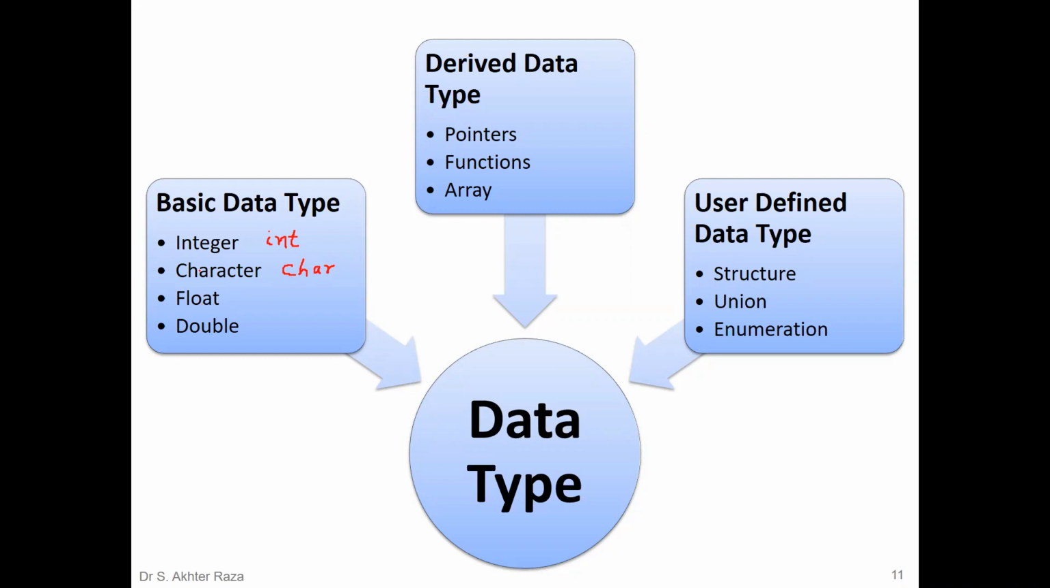What is the difference between integers and characters? Integers are whole numbers, while characters are alphabets. Characters like ABCD are enclosed in single quotes. So this is a character. 7 is an integer, 1.35 is a float, and a long float is a double.